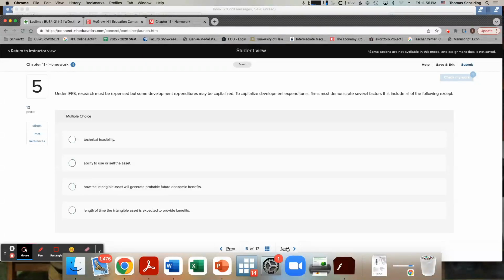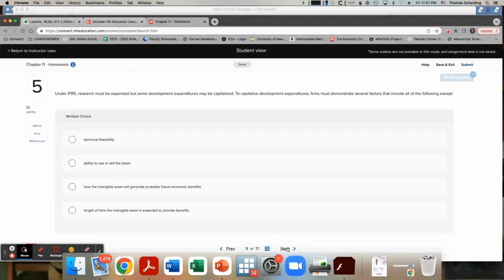Ability to use or sell the asset. Yeah, you need that to give it some value, so that you can actually estimate what its value is through the market.